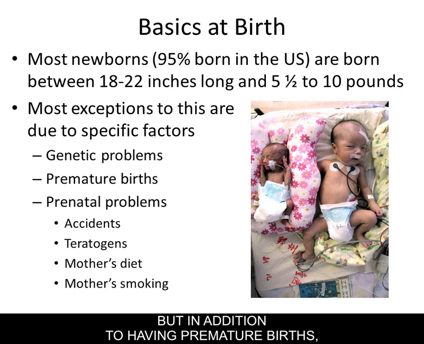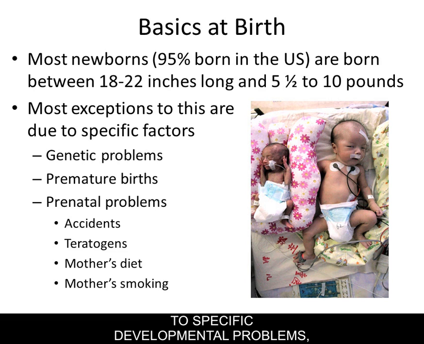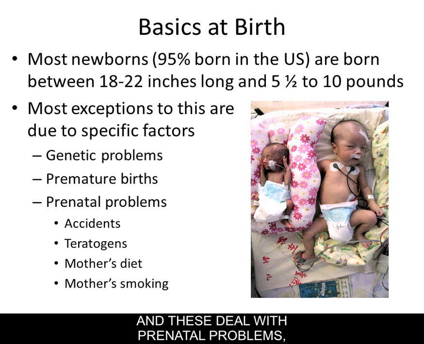But in addition to having premature births, there's another major cause to specific developmental problems, or I guess abnormalities in the height and weight of children. And these deal with prenatal problems, things that happen before the birth.